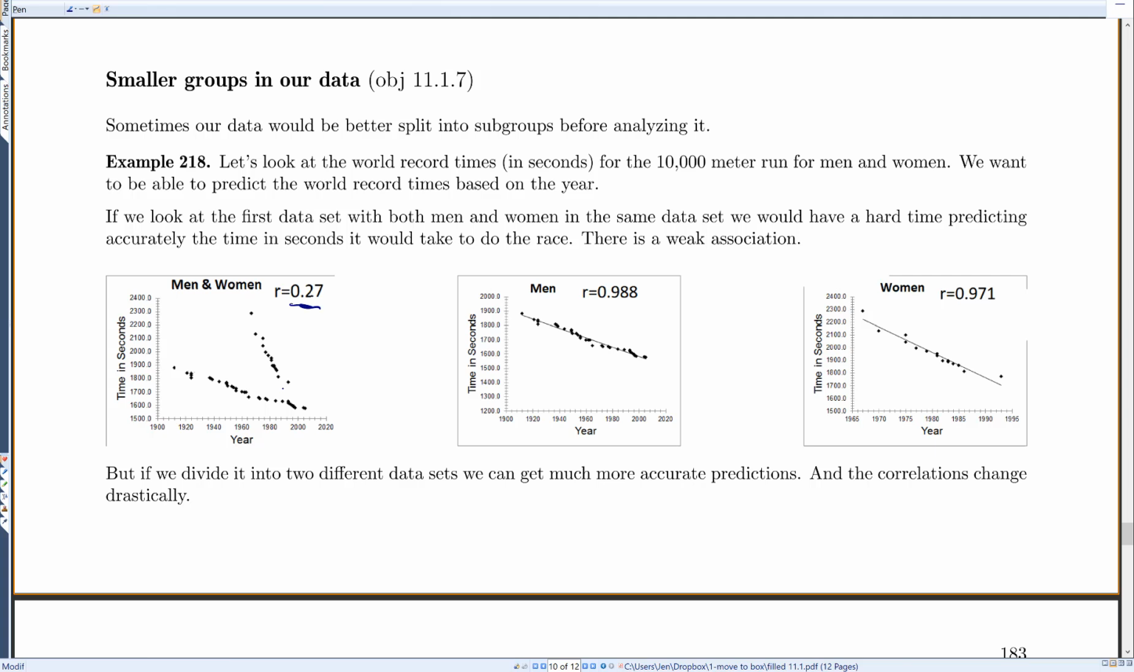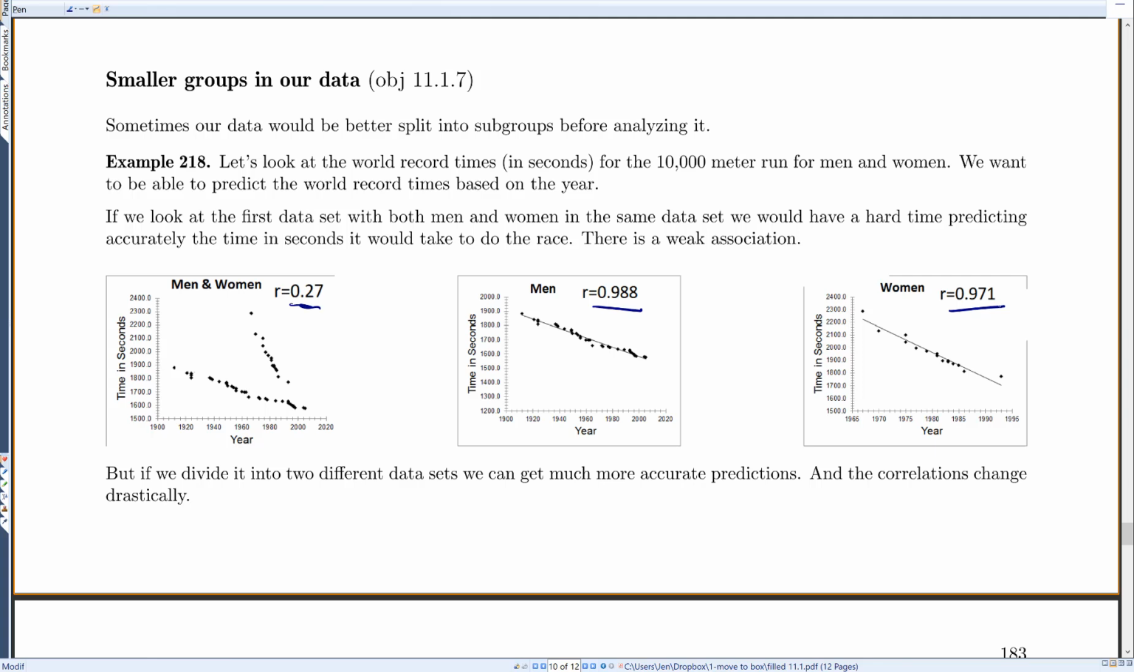But someone took the time to actually explore this data, and they said, oh, there's men and women in the same data set. What if we split them out? So they graphed men separately and women separately. And notice when we graph men separately, my correlation is almost 1. And when we graph women separately, again, my correlation is almost up there at 1. Both lines fit very well. We could make very good predictions.